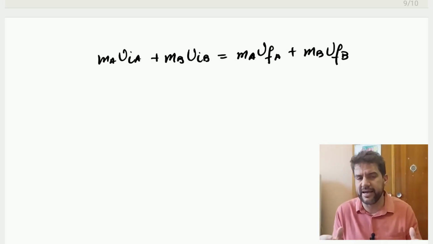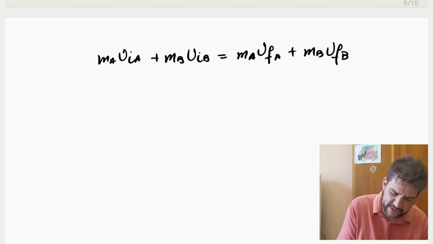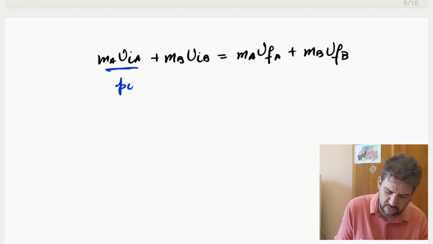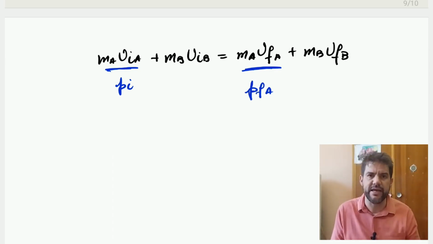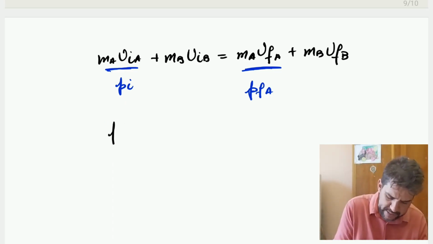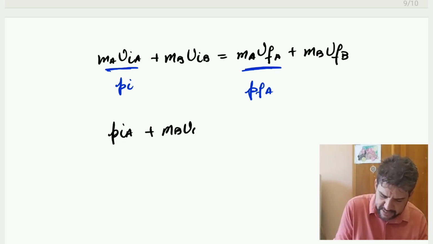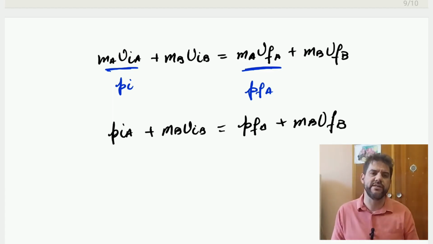Guys, in the graph we have the initial and final momentum of car A. This one is the initial momentum of car A, and this one here is the final momentum of car A. So we may keep it that way because it's given to us. I'm going to rewrite here: P initial A plus m B v initial B is equal to P final A plus m B v final B, which is what we are looking for.